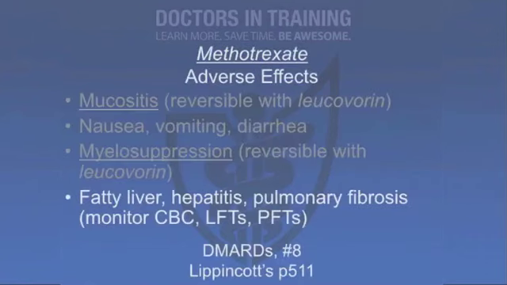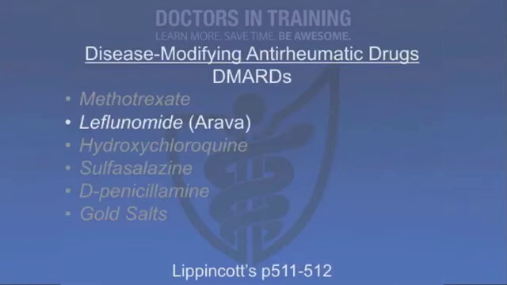Some of the other adverse effects of methotrexate include fatty liver, hepatitis, and pulmonary fibrosis. So when the patients come in, you definitely want to make sure that you are monitoring serially CBC, LFTs, and also if the patient is complaining of dyspnea or cough, you might want to consider doing some pulmonary function tests or chest X-ray. And the next DMARD that we'll talk about is leflunomide.